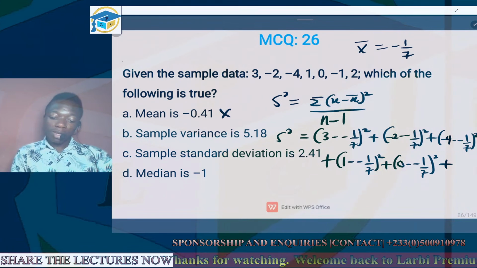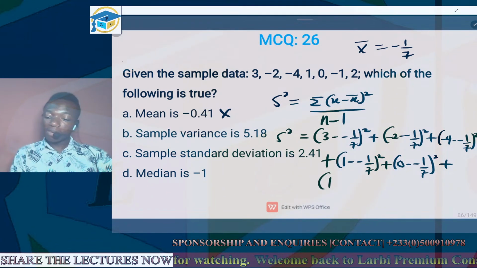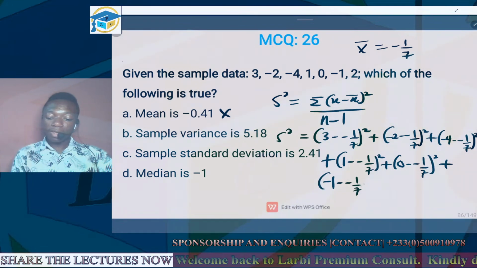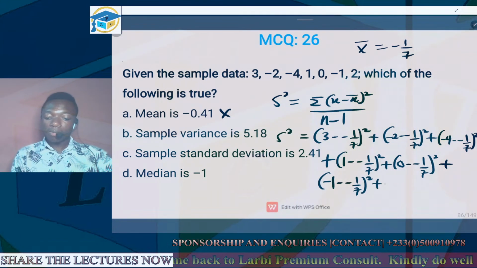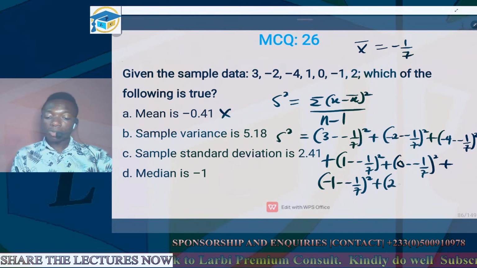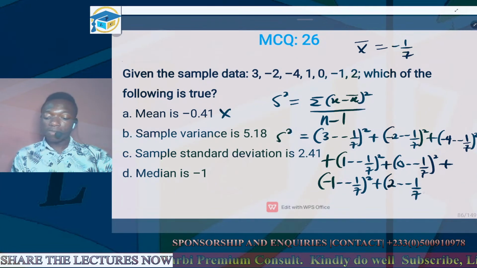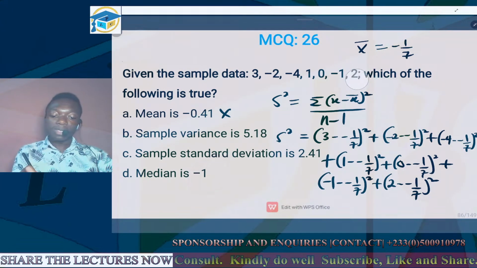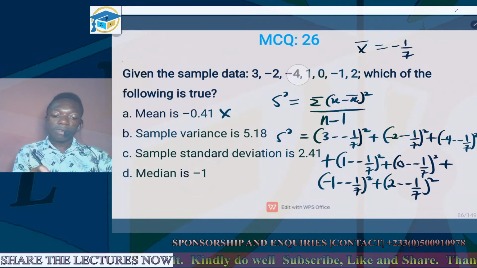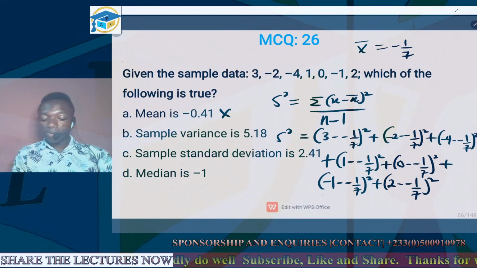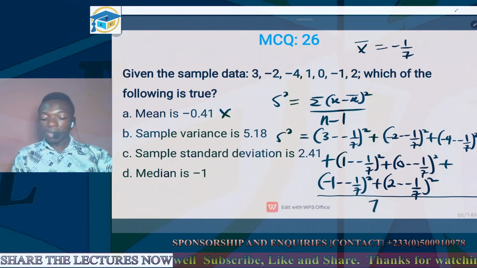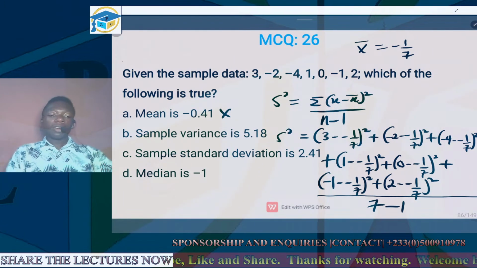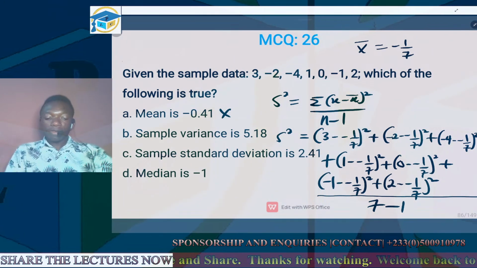So I also have here negative 1 minus 1 over 7 squared plus the last one, negative 1 over 7 then squared. And remember, how many sets of data do you have? 7, right? So 1 2 3 4 5 6 7, we divide all by 7. And since it is a sample, you subtract 1 from what? The observation or the frequency in that line.